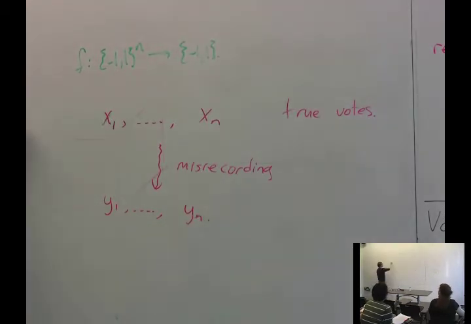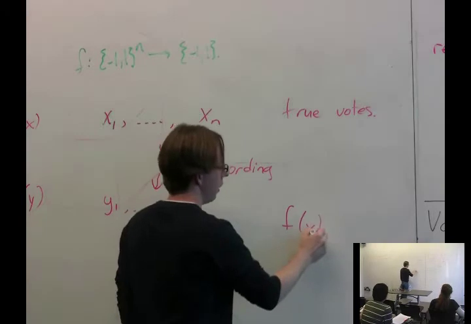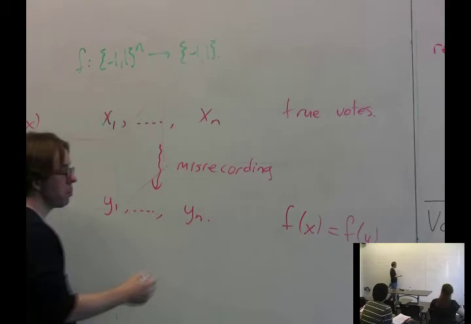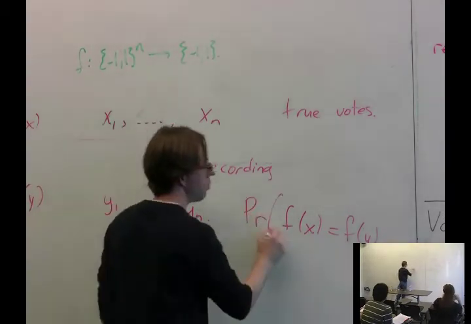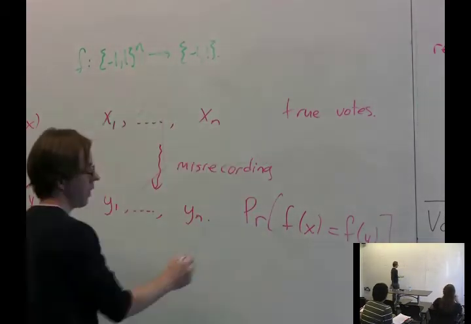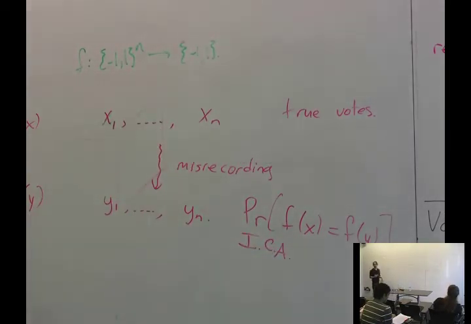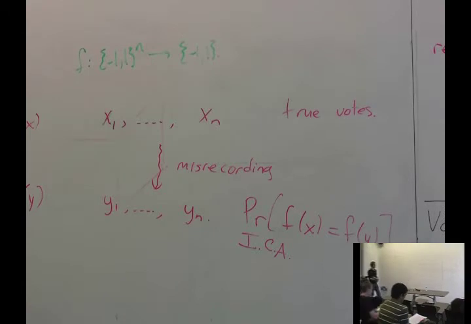So f of x is what the outcome of the election should be according to the true votes of the voters, and f of y is what the reported outcome of the election would be based on the misrecorded votes. And we're naturally interested in the question, what happened? Is it true that the reported outcome is what it should be? In particular, we may be interested in the probability of this occurring, let's say under this impartial culture assumption that we used last time, which was that the voters voted uniformly and independently.